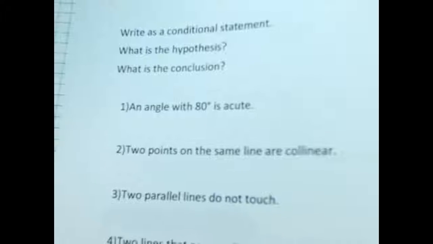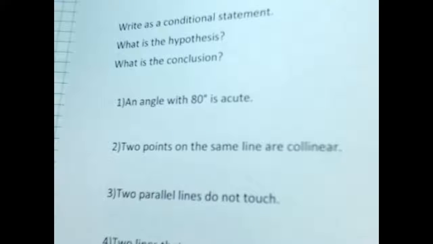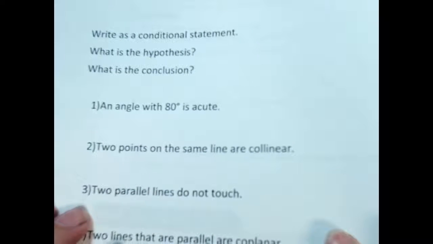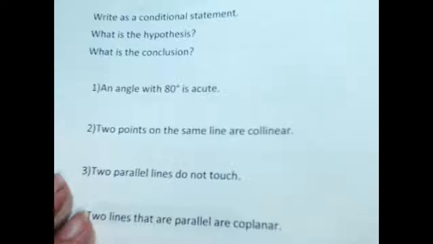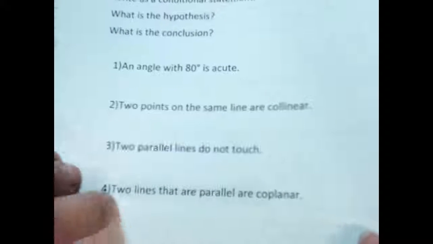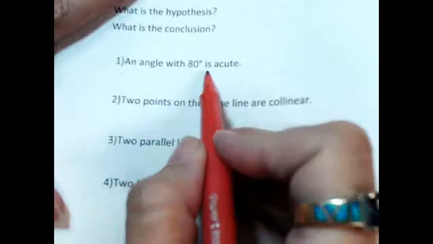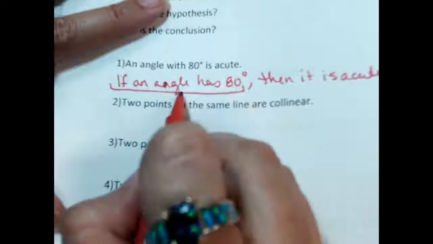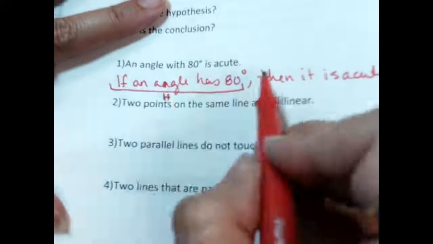Then we did a few more examples that are not in our book. And ones like these may or may not be on your test, so you might want to pay attention to these. First we want to write as a conditional statement. Then we're going to identify what is the hypothesis and what is the conclusion. An angle with 80 degrees is acute. Well, if an angle has 80 degrees, then it is acute. Each time the beginning part is the hypothesis, and the second part is the conclusion.